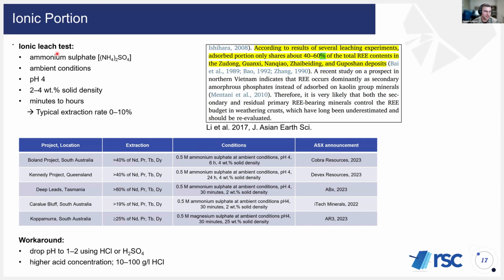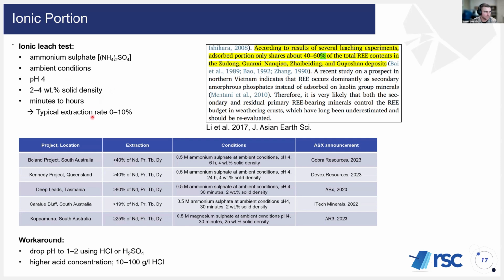And what those companies normally do is they use a sample and put them in a solution of ammonium sulfate. They do that test at ambient conditions, so that means 20 degrees and also no pressure involved. They try to maintain the pH at 4. The solid density is 2 to 4%. That means in a drum roll, for example, you put 2% clay in, and the other 98% would be your ammonium sulfate solution. And the test runs from sometimes 30 minutes up to 6, 7, 8 hours.